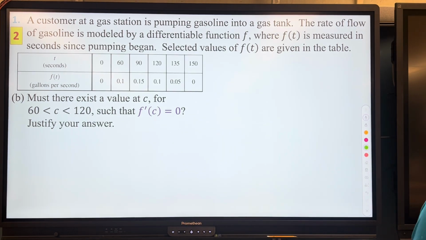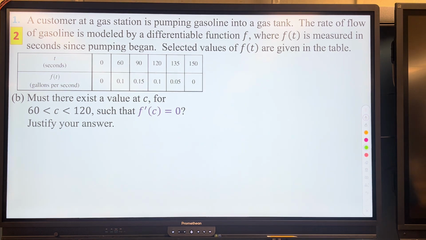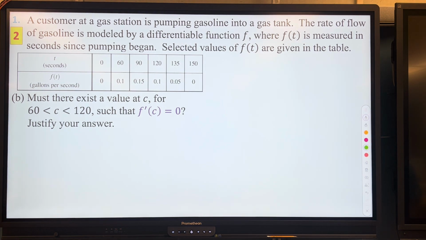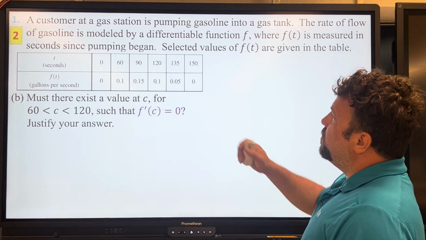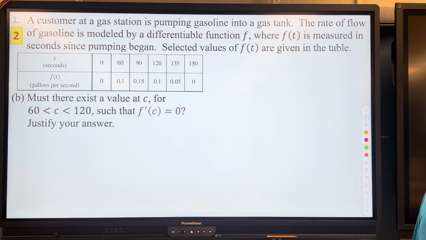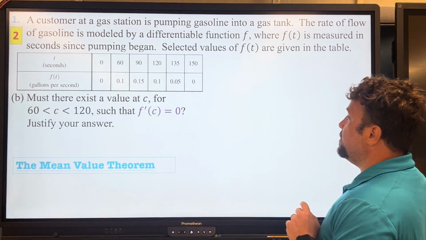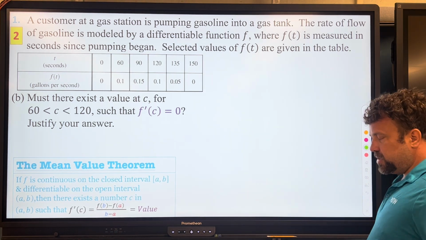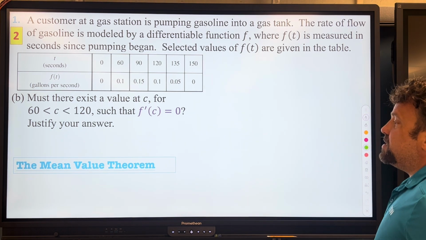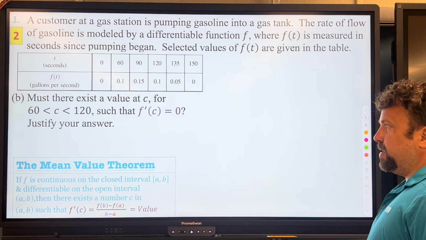So there must exist a value of c, where c is between 60 and 120, such that the derivative of f at c equals 0. Justify your answer. What we're doing here, this question is going to use the mean value theorem. Once again, we did this before. It is pretty much the slope formula, where f prime of c, the actual derivative of the equation, equals f of b minus f of a over b minus a.